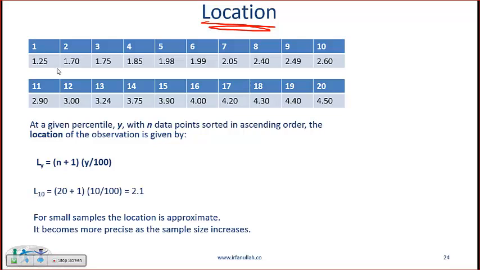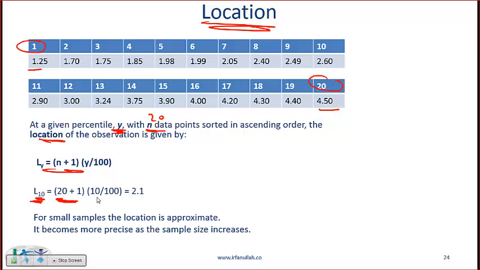Location, again going with the same data. So this is your first item, the lowest return, going to 20, the highest return. For a given percentile, let's say that percentile is denoted by y, and for n data points, in our example we have 20 data points, the location of the 10th percentile is given by n plus 1, and what is n? It is the number of observations.